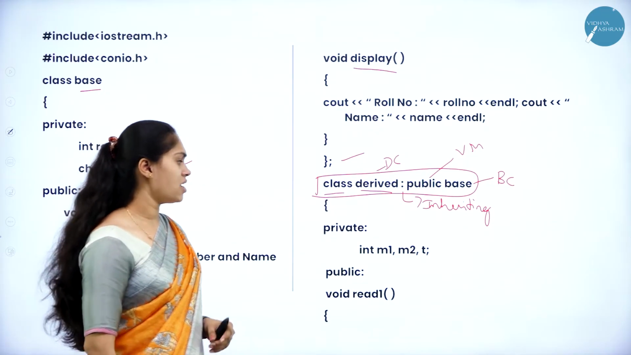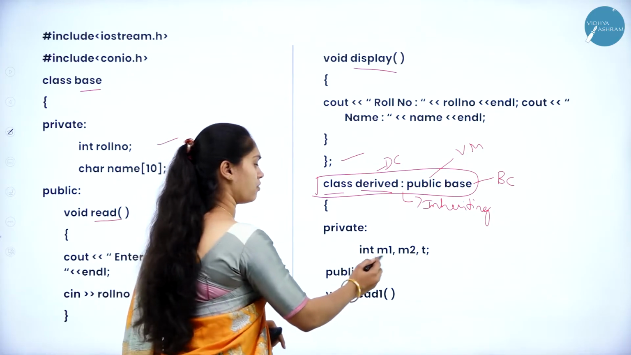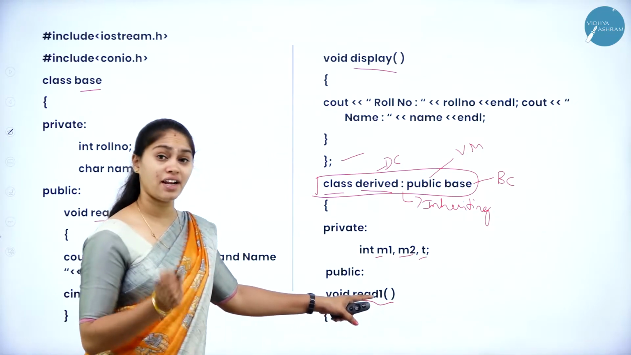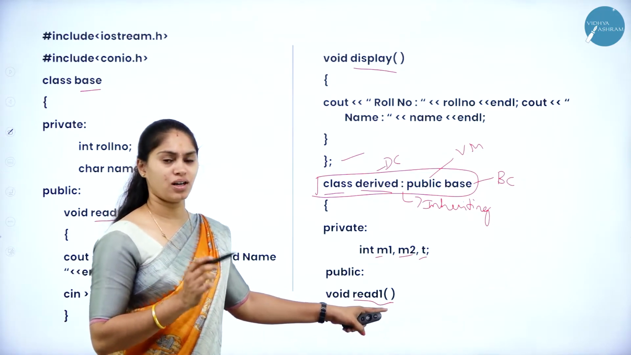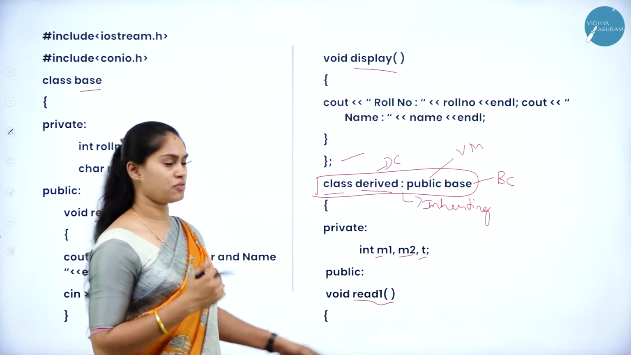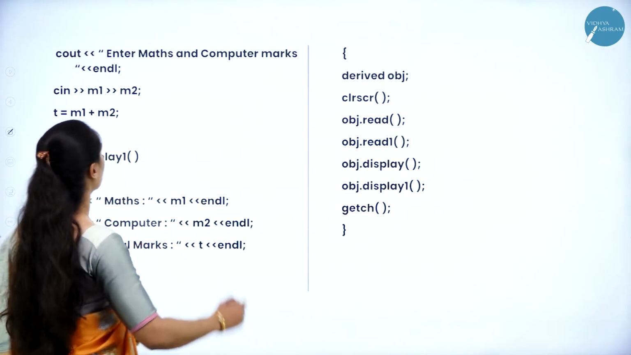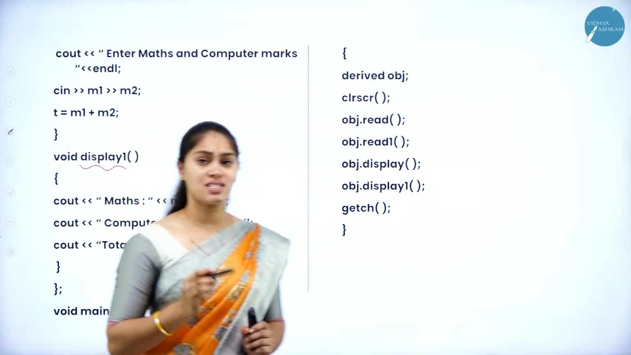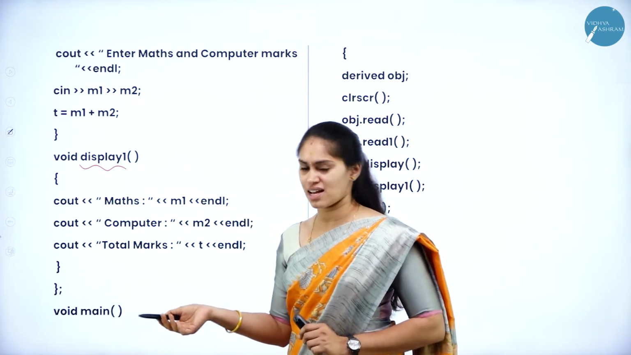And here I also have some data members called M1, M2 and T, and we have a member function called read1. Read is a member function of the base class, and read1 is a member function of this derived class. And also we have one more member function called display1. So display is a member function of the base class.